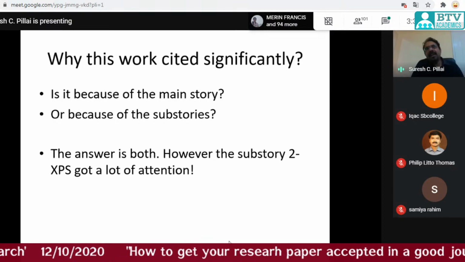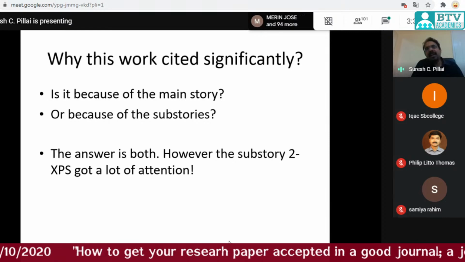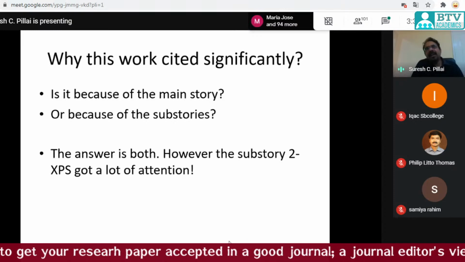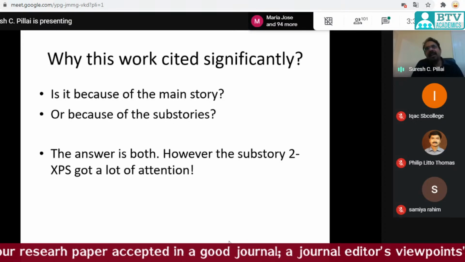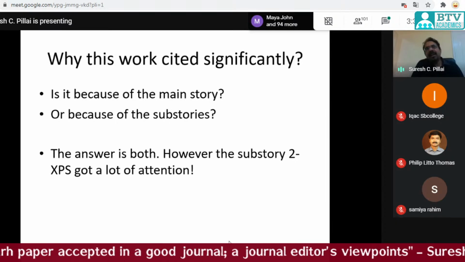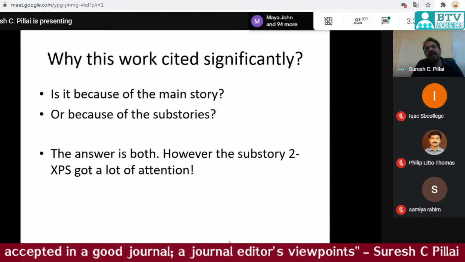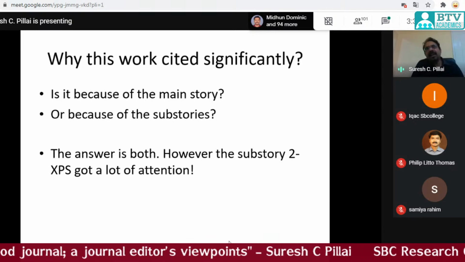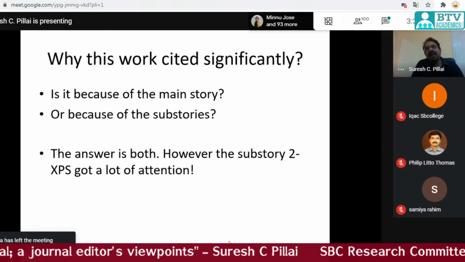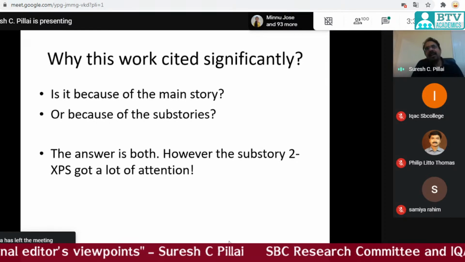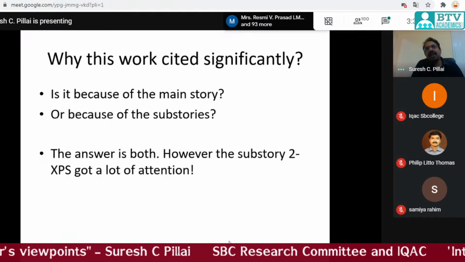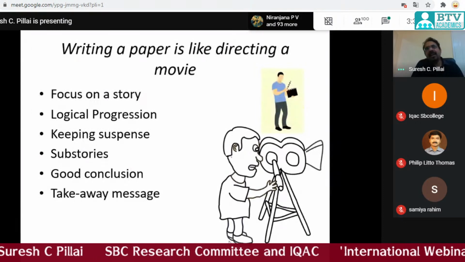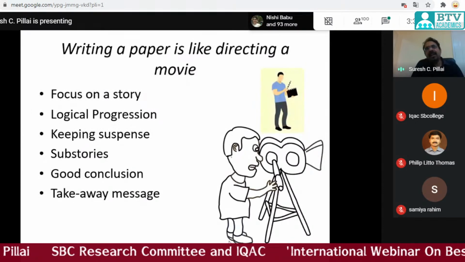So maybe one of the characterization techniques in your study may attract a lot of attention, not necessarily the main part of the story. And in some cases, the main part of the story could also attract a lot of attention. So you need to have a main story and a number of sub-stories. That is why every paper should look like a screenplay for a movie or a short story. So you can write a paper like directing a movie.